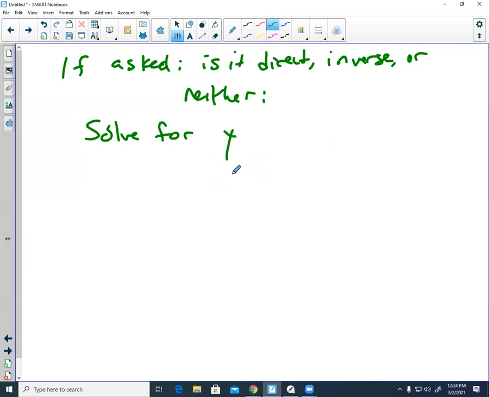Okay? So if I have something that looks like this, where it's 3y equals x. I would divide by 3. So I would get y equals x over 3. X over 3 is saying the exact same thing as 1/3 times x, right? So is this direct, is it inverse, or is it neither? It's direct, right? It's something times x. Now it is that simple. This is literally as simple as saying y equals something times x.